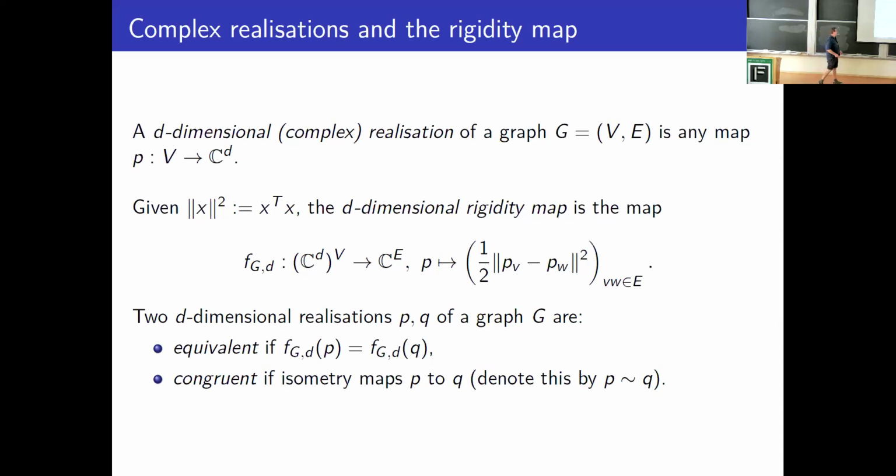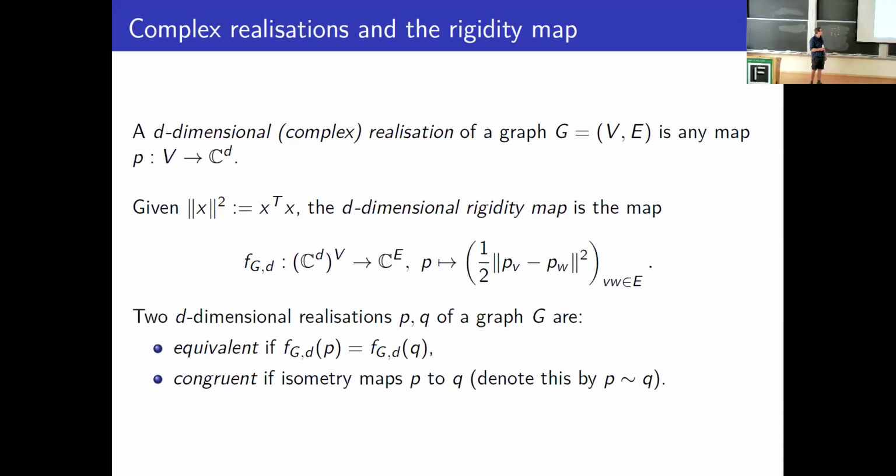We're just going to say that two things are equivalent if their rigidity map gives the same value. And we say they're congruent if there is an isometry. This is an isometry of quadratic forms. You don't have to worry about it too much. It means that they have the same length edges. It's actually an equivalent thing. We're going to say they're congruent if you can map one to the other. Okay? Right, so this is complex realizations.